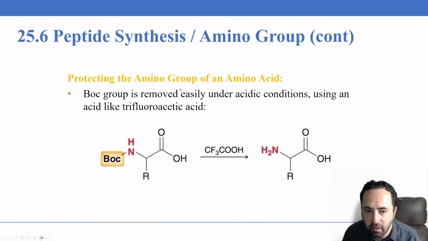So the protecting the amino group of the amino acid, ultimately at the end, when you're done with your synthesis, you want to remove the protecting group. So this can be removed by a very strong acid such as trifluoroacetic acid, which will then behave to hydrolyze this amide and ultimately give you back the amine.